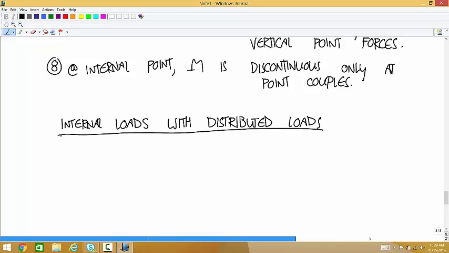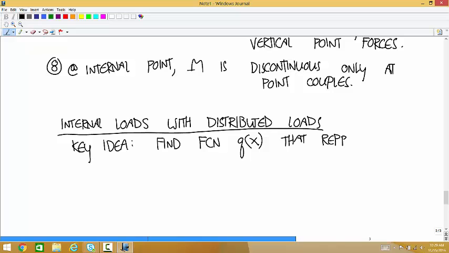The first key idea is we're going to represent these distributed loads in terms of these distributed load functions Q. So we're going to find the function Q of x that represents the downward distributed load.